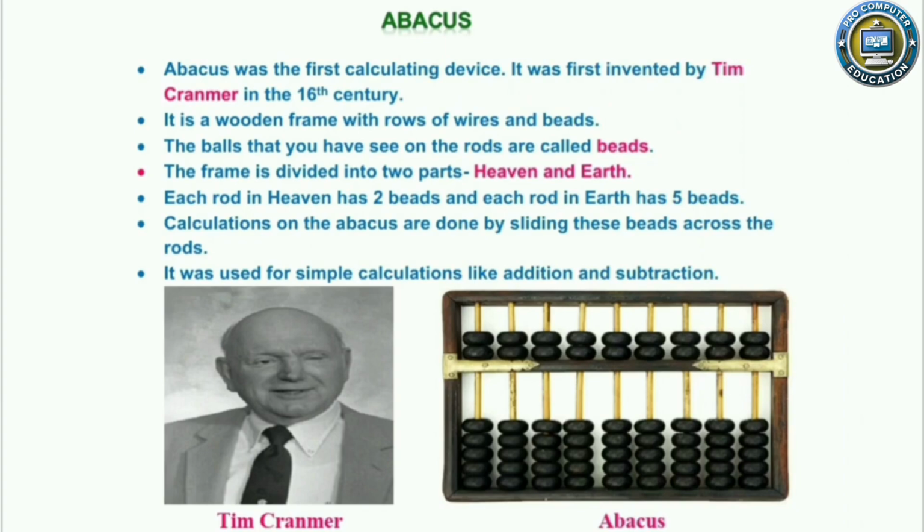Look at this picture of Abacus. It is a wooden frame with rows of wires and beads. The balls that you have seen on the rods are called beads. The frame is divided into two parts, heaven and earth. Each rod in heaven has 2 beads and each rod in earth has 5 beads. Calculations on the Abacus are done by sliding these beads across the rods. It was used for simple calculations like addition and subtraction.